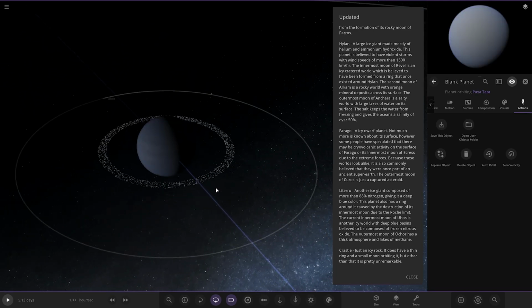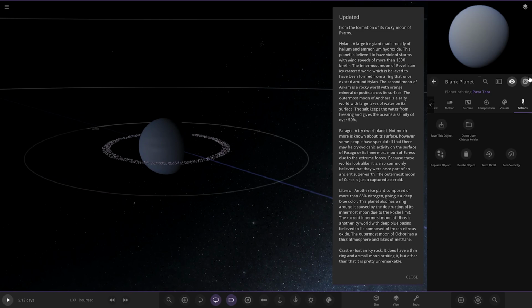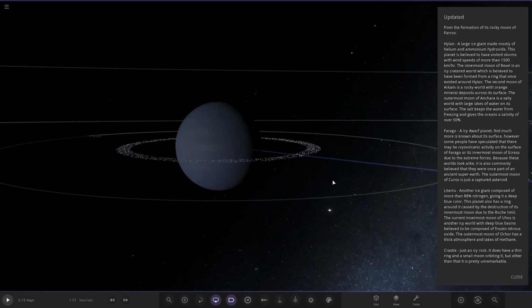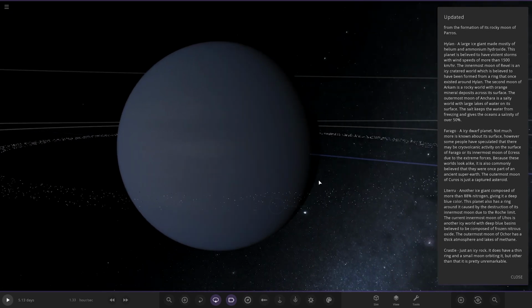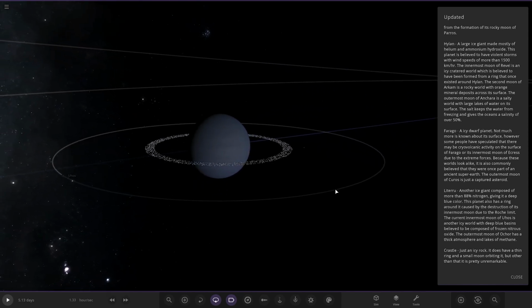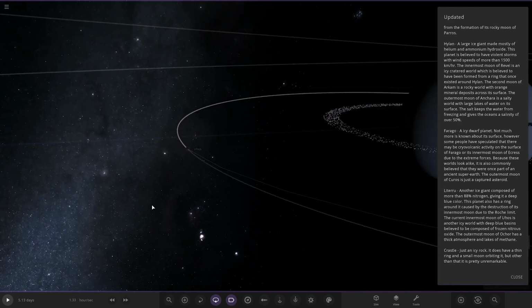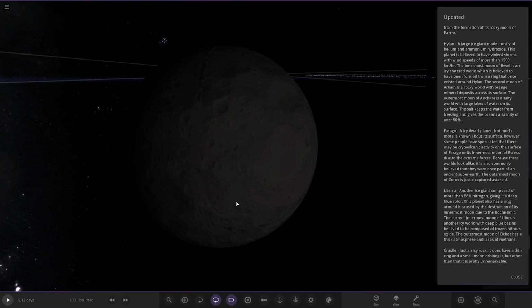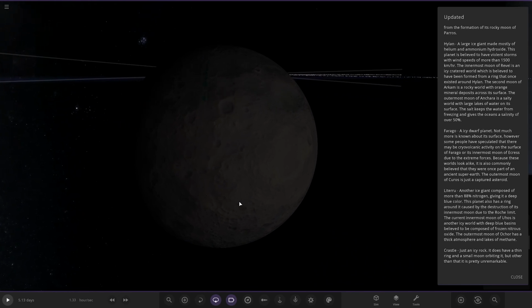So, Litiru, another ice giant composed of more than 88% nitrogen, giving it a deep blue colour. Also, you can see the atmosphere on top of it as well, looking pretty cool. The planet also has a ring around it caused by the destruction of its innermost moon due to the Roche limit. Its current innermost moon of Uhos is another icy world with deep blue basins here.